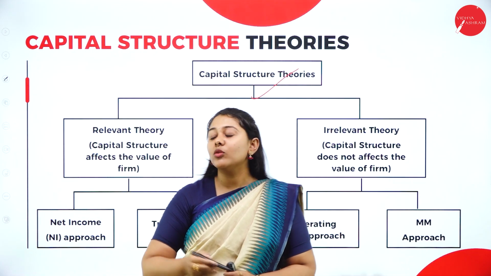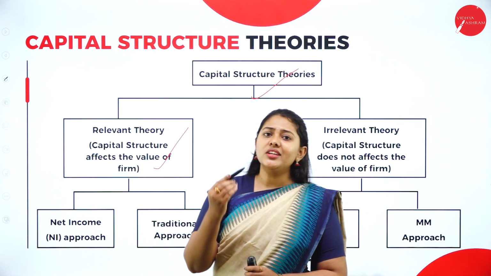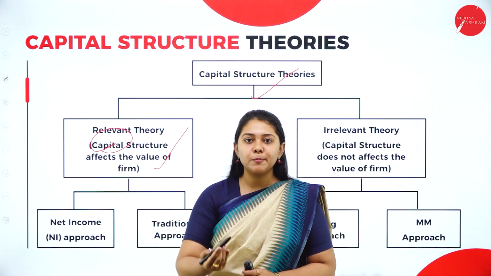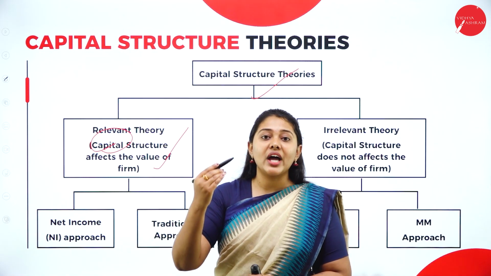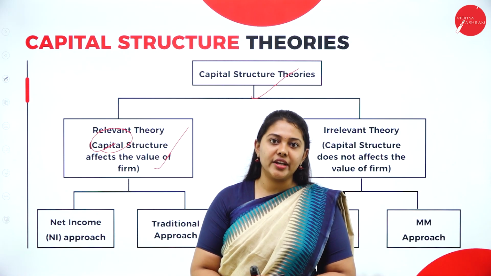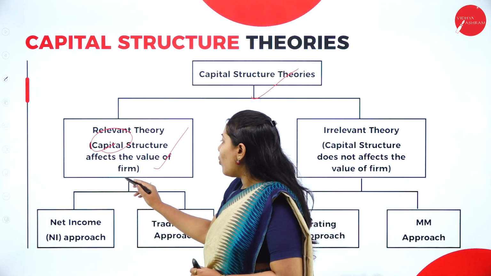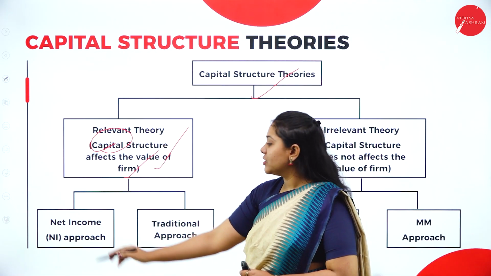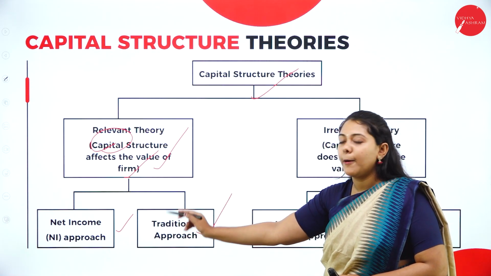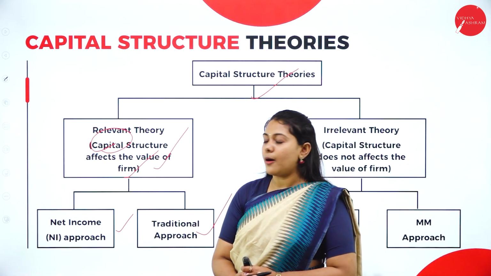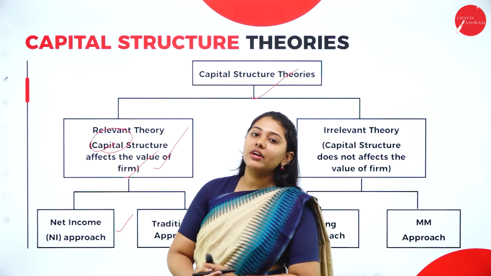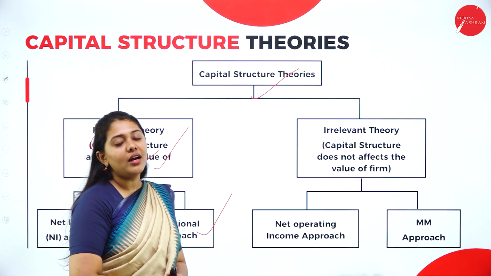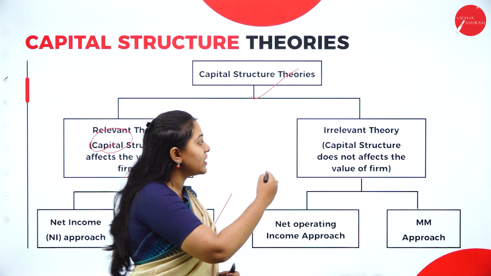So in relevance theory, what it states is capital structure affects the valuation of firm. So if you're taking up the investment, from which source you're taking it, what is the cost that is associated, that will affect the value of the firm, the worth of the firm. With reference to that, there are two theories, net income approach as well as traditional approach. And with reference to irrelevance theory, so what is irrelevance? Capital structure does not affect the value of the firm. So that says your irrelevance theory.